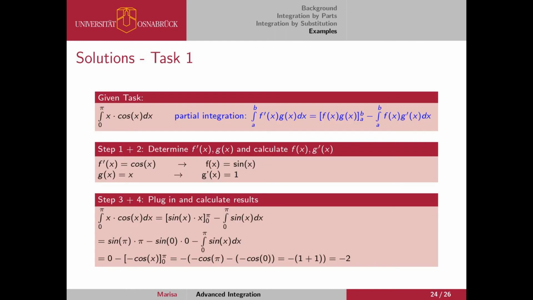Here's the solution to the first exercise. Given was the integral from 0 to π of x times cosine of x dx. It is a product of 2 functions, and we will solve it with partial integration.